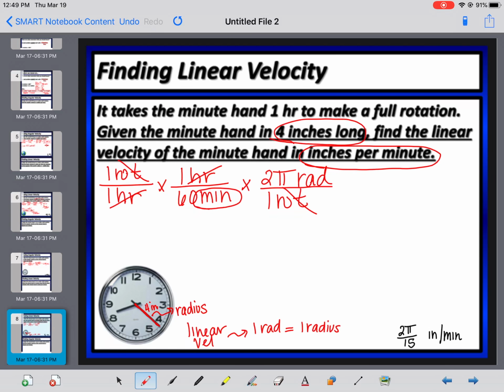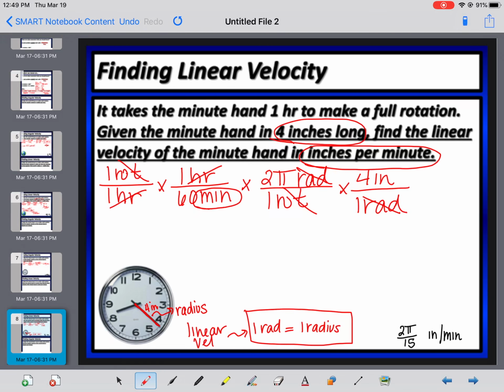Only once you are in radians can we use this bridge conversion, this angular to linear. So 1 radian equals the radius here. The radius is 4 inches. You have to always make sure that your units are matching up.